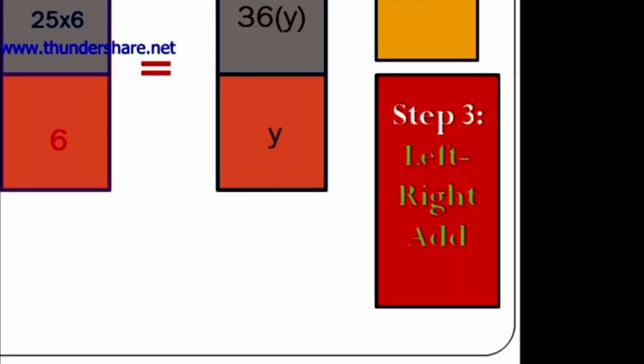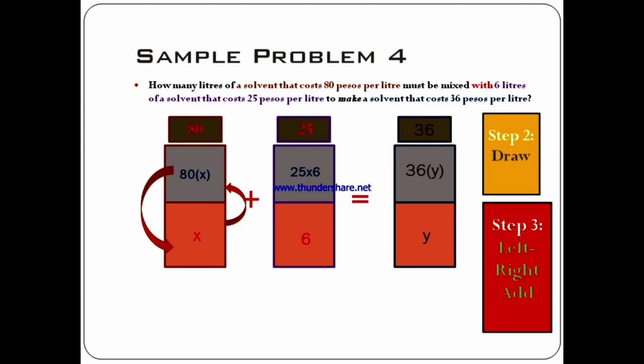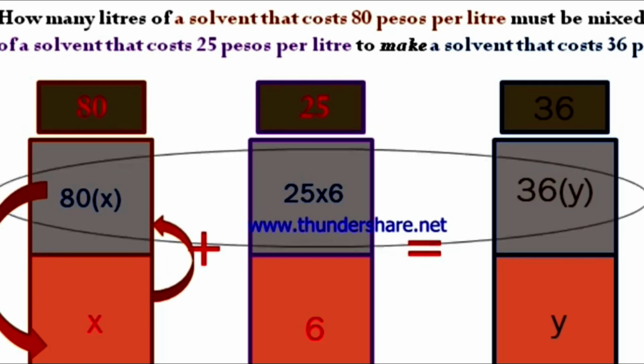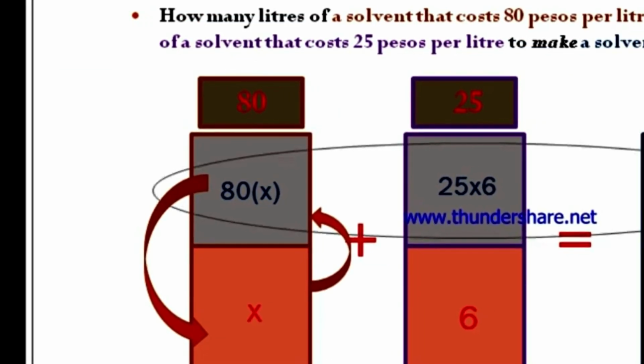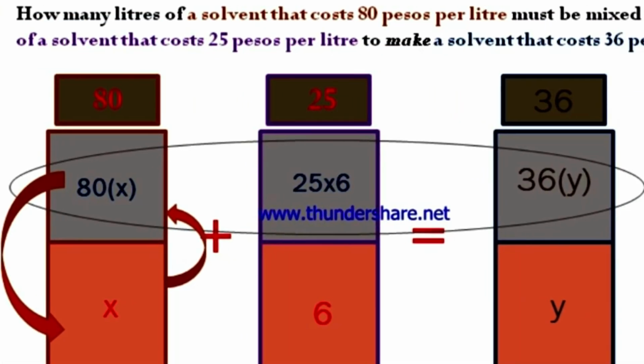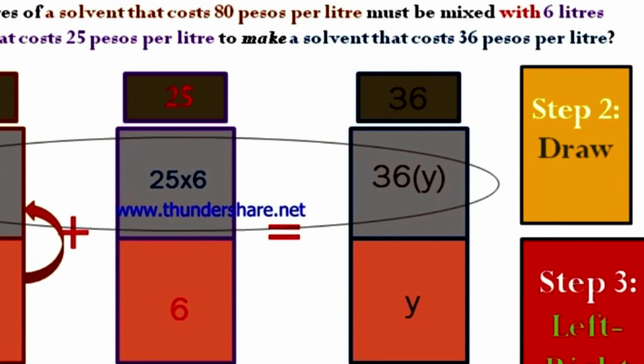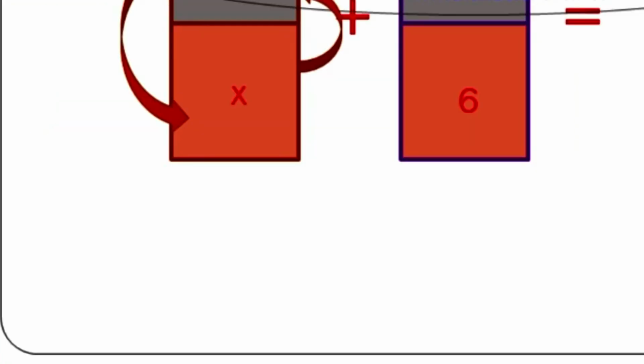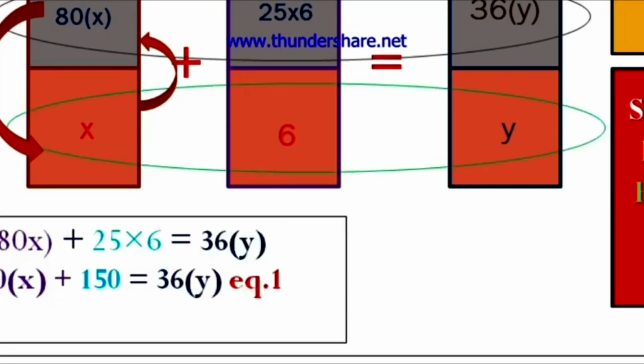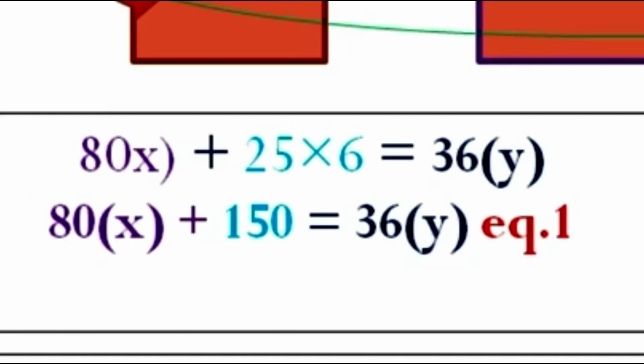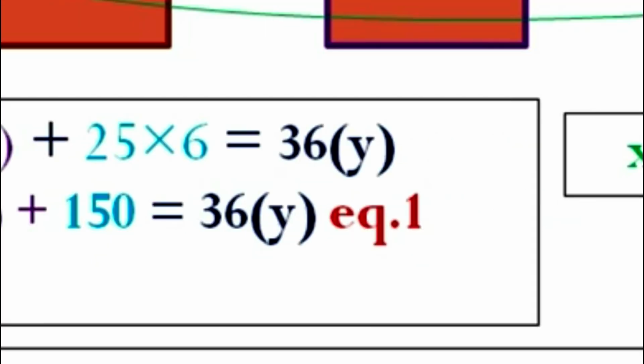Draw the equation. Left to right, you add them. Put an ellipse. 80 times x plus 25 times 6 is equal to 36y. The second compartment also, x plus 6 is equal to y. When we simplify equation 1, 80x plus 25 times 6, that is 150, is equal to 36y.